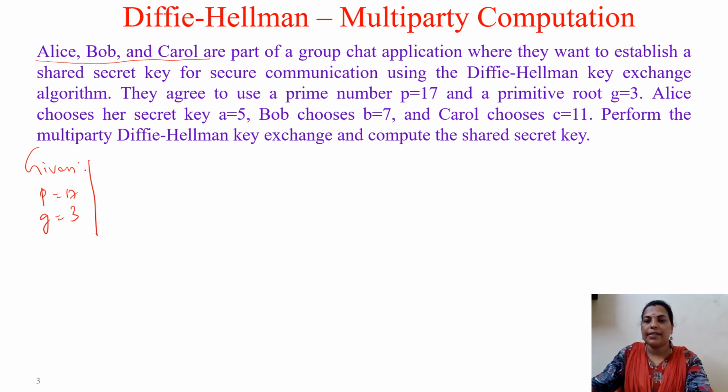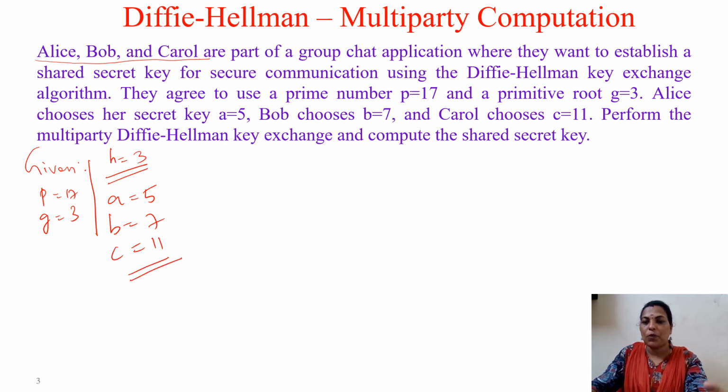Then, in the steps we have already seen, in the second step all the users must choose their own private keys. So here we have 3 users, n equal to 3, right? Alice is choosing the private key as 5, Bob is choosing the private key as 7, and Carol is choosing the private key as 11.